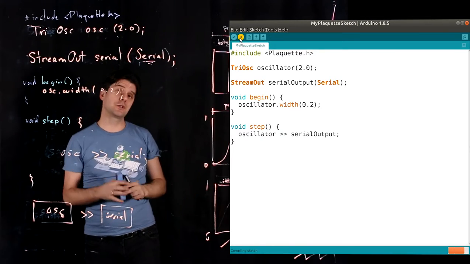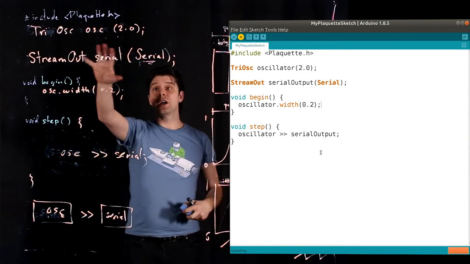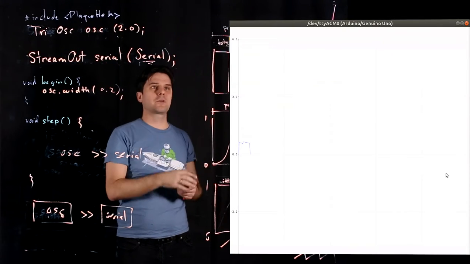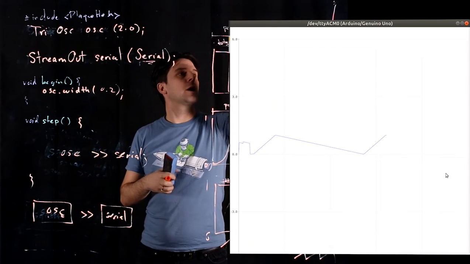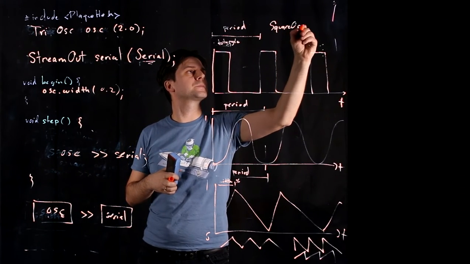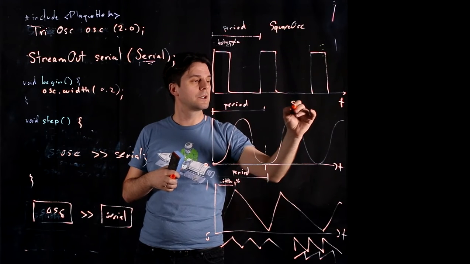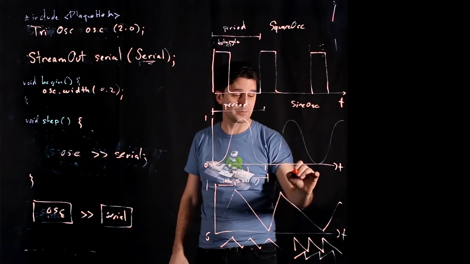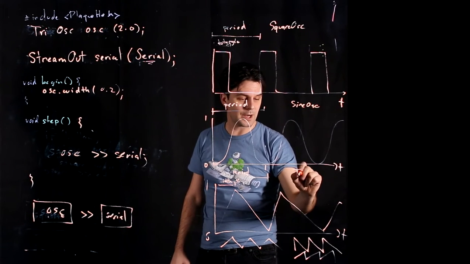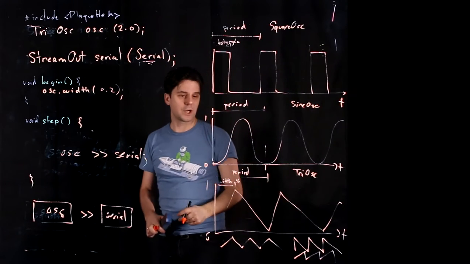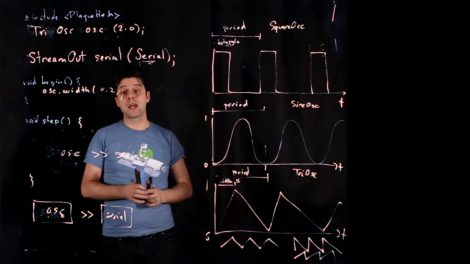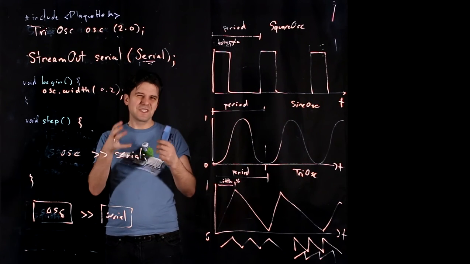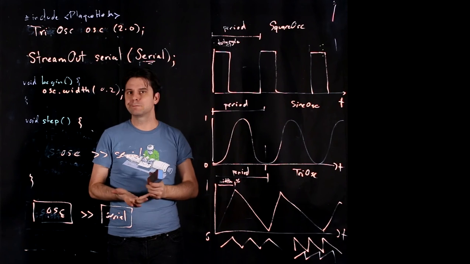You should try, as an exercise, to use these different oscillators: the square oscillator, which comes with a period and the duty cycle, the sine oscillator, which just comes with a period argument, and finally the tri oscillator, which comes with both a period and a width argument. And by sending them to the serial port using that code, you should be able to see what the wave looks like.